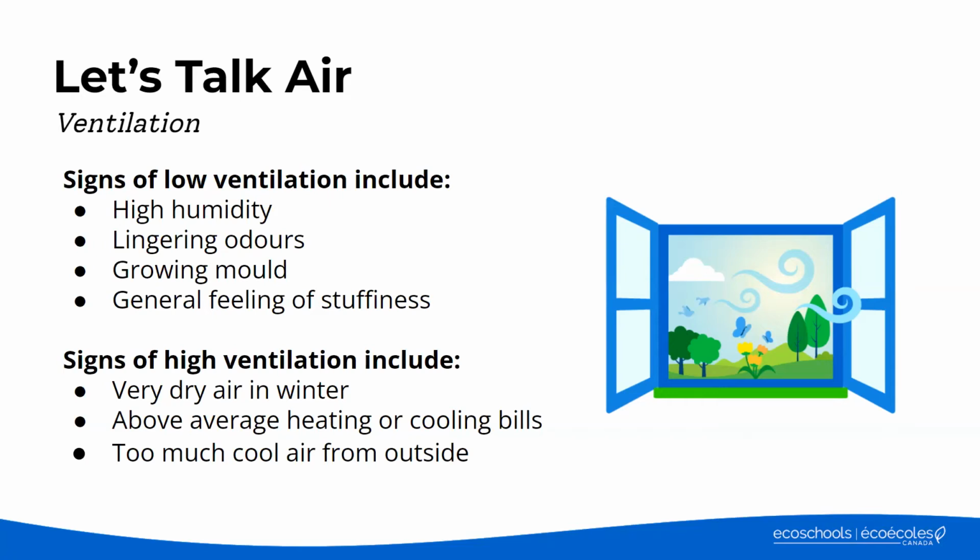Here are the signs of low ventilation. Ventilation of an indoor space may need to be increased if you notice high humidity, for example, if you see condensation on windows in winter, mold growing in a house or in a building, odors that linger, for example, from cooking, a general feeling of stuffiness. Signs of high ventilation include higher than average heating or cooling bills, very dry air in the winter, or moving of too much cool air from outside through cracks or openings, drafts, and discomfort.